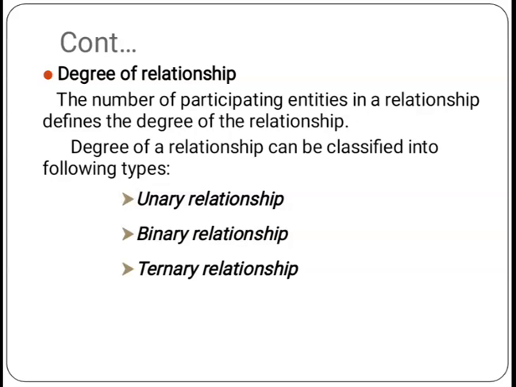Next one, degree of relationship. The number of participating entities in a relationship defines the degree of a relationship. It is classified into three types. One is unary relationship, another one is binary relationship, and the third is ternary relationship.